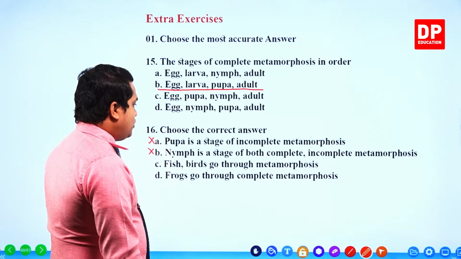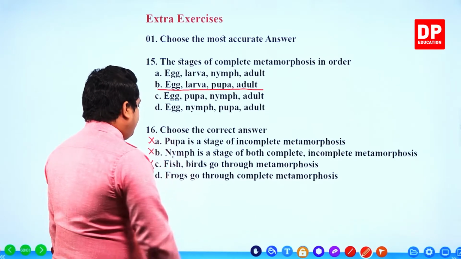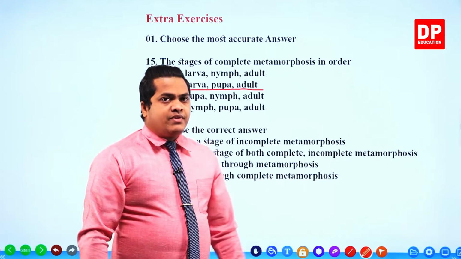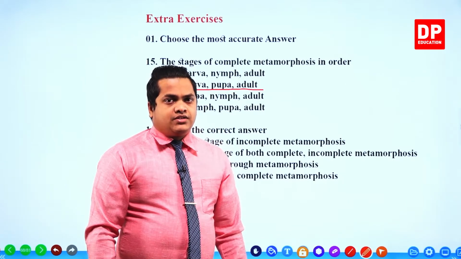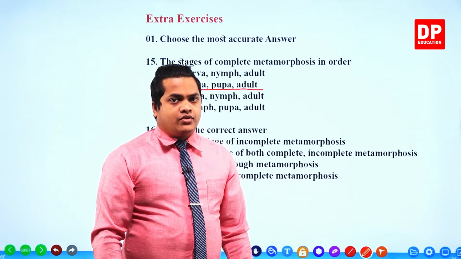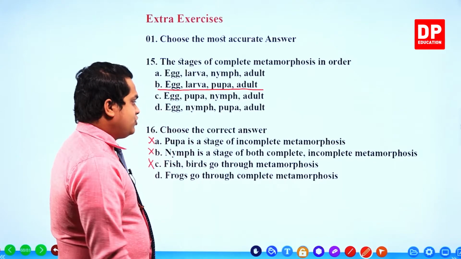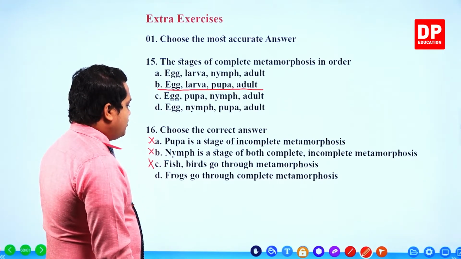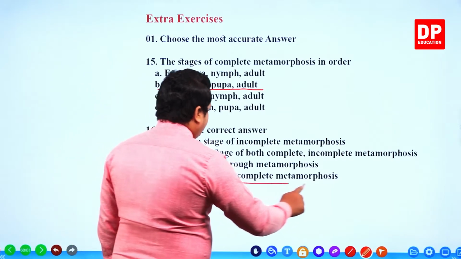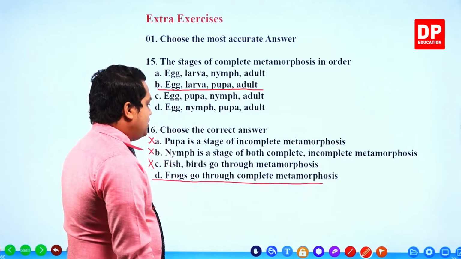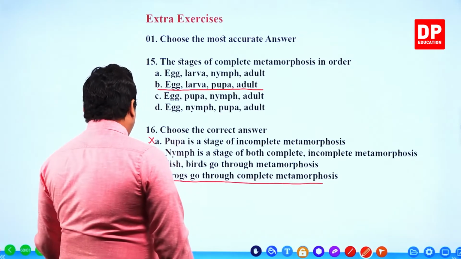Fish and birds go through metamorphosis. Once again, incorrect. Fish and birds do not undergo metamorphosis. Their young ones are very similar to the adult. So, therefore, they do not go through the metamorphosis process. Okay, so incorrect. Then the fourth one should be our answer. Let's see. Frogs go through complete metamorphosis. Yes, that is correct. So, this is our answer for the 16th question.